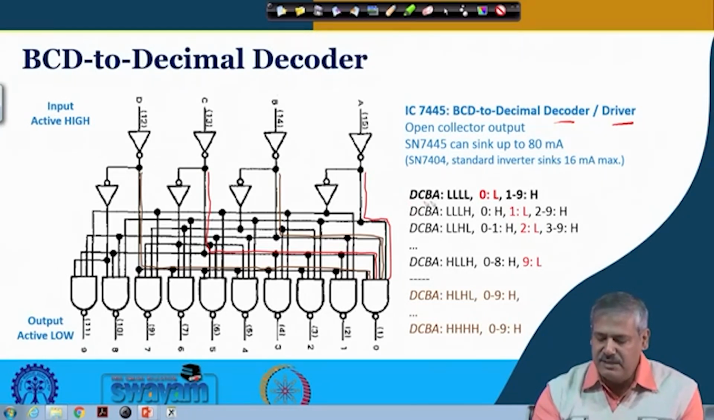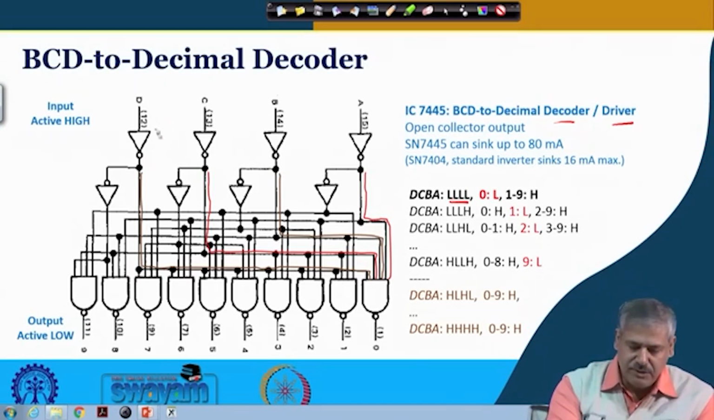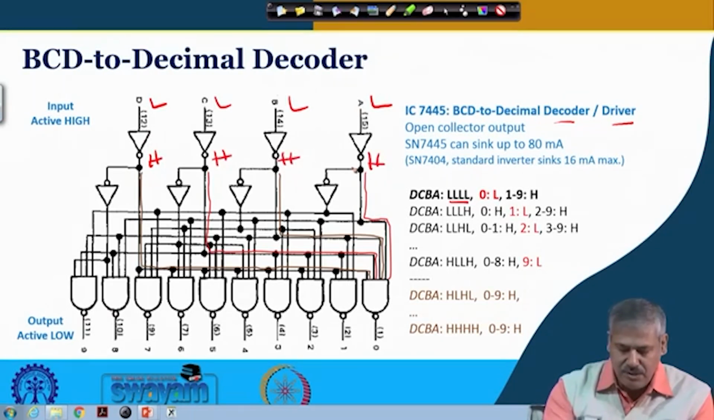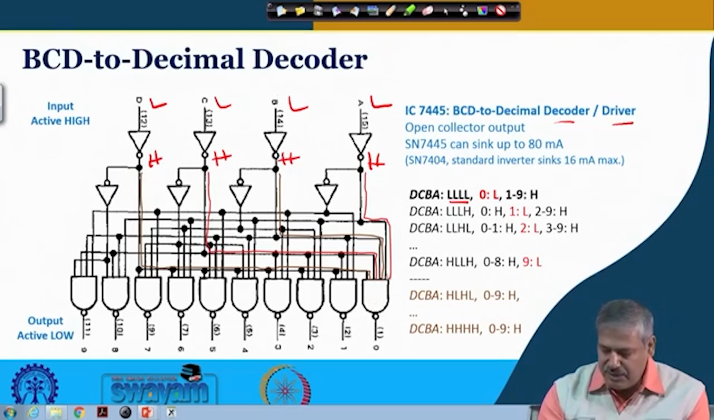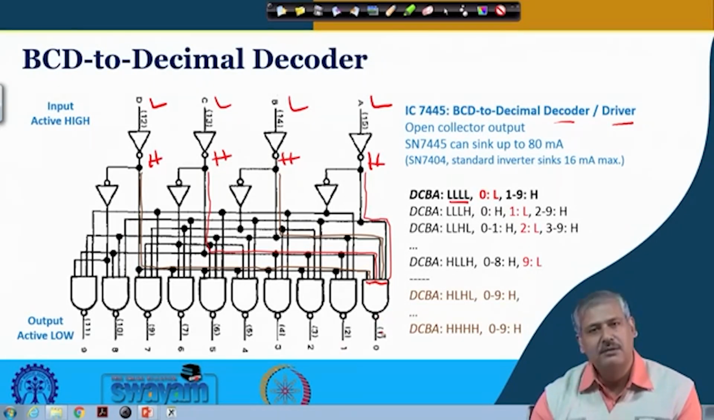So when DCBA is all low, 0000, what is happening here? This is the one example we have taken. All these inputs are low, so these are the inverter outputs, and these are all high. This high is going here, and all the inputs of this NAND gate get a high. So for the NAND gate, what will be the corresponding output? The output will be low at that time.